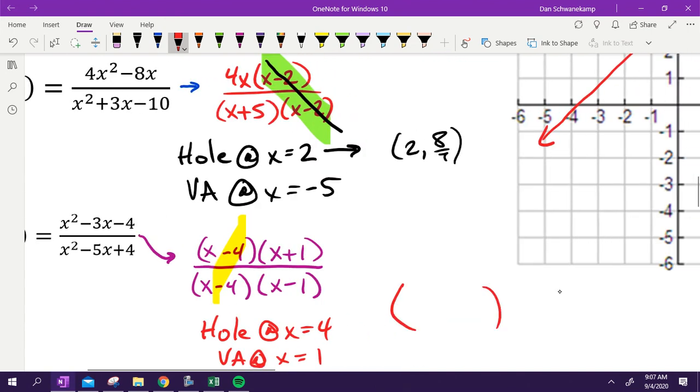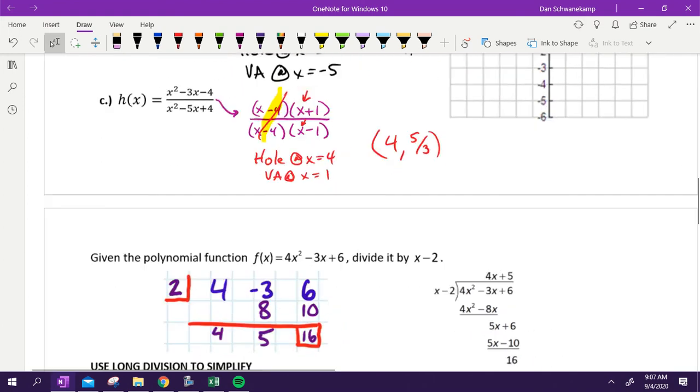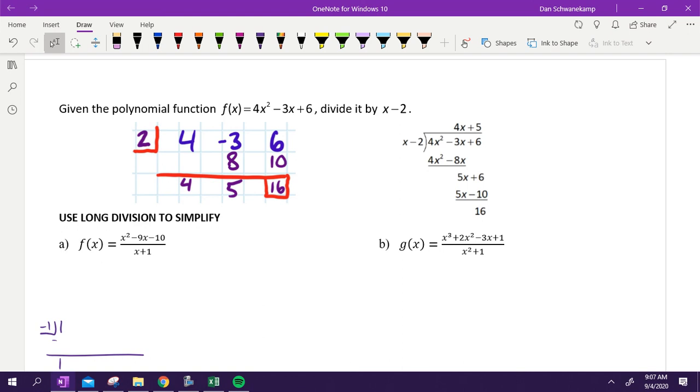If you wanted to find where that hole happens, you would take 4 and plug it into this new equation without this x minus 4. So it'd be 5 thirds where that hole happens, (4, 5/3). Questions on vertical asymptotes or holes? All right, those are both fairly straightforward. Let's go to the backside.